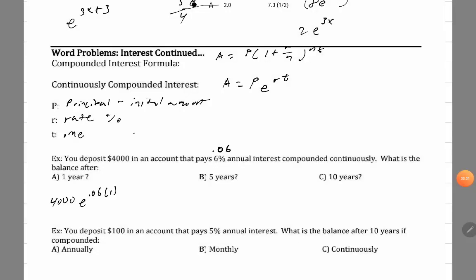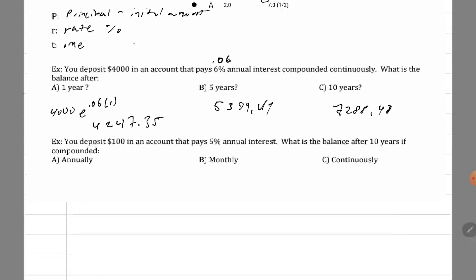Pause video. And we get, for the first one, 4,247.35. And then for 5 years, 5,399.44. And then 10 years, 7,288.48. So, I mean, in 10 years you don't really make much. That's why you always have to keep putting more money in, or do some other investment.